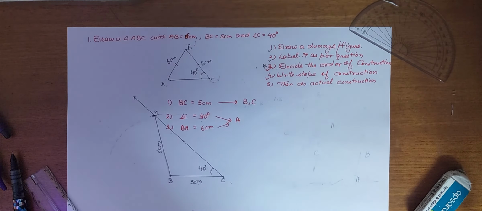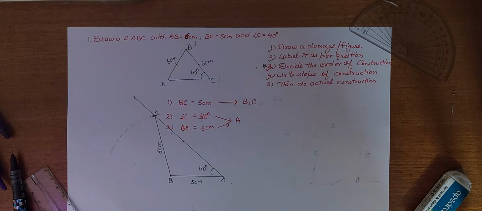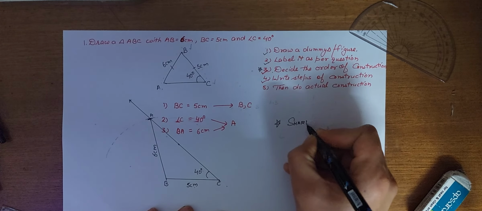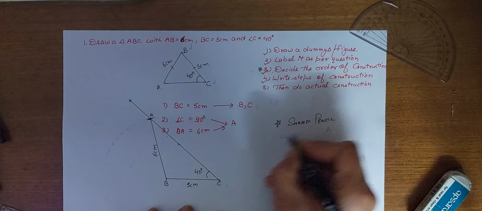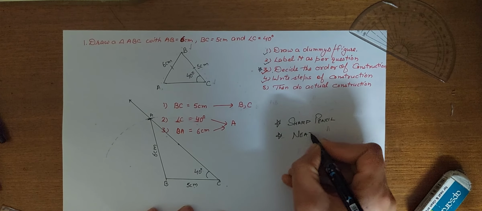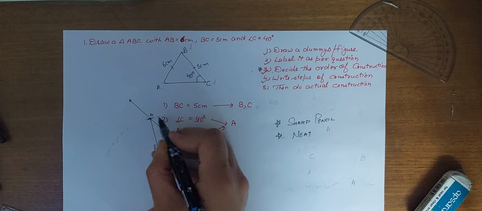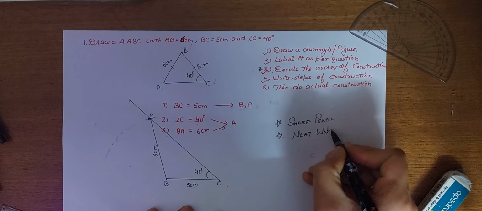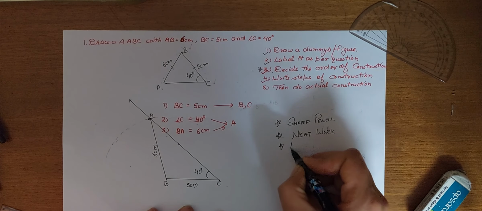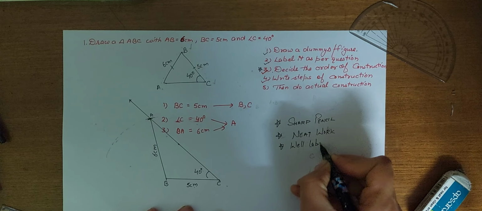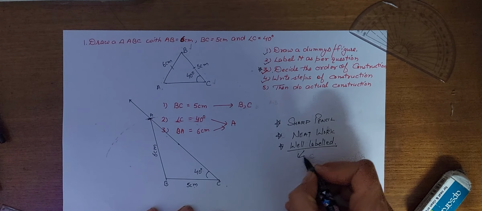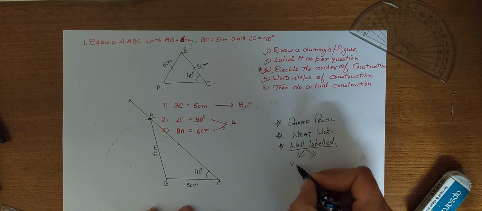And now one more thing, please use a sharp pencil. Your work should be neat. Let me write it for you. Sharp pencil. Then the work should be neat. If you're drawing arcs, they shouldn't be very dark. And your figure should be well labeled. Well labeled with what? With vertices and measures.